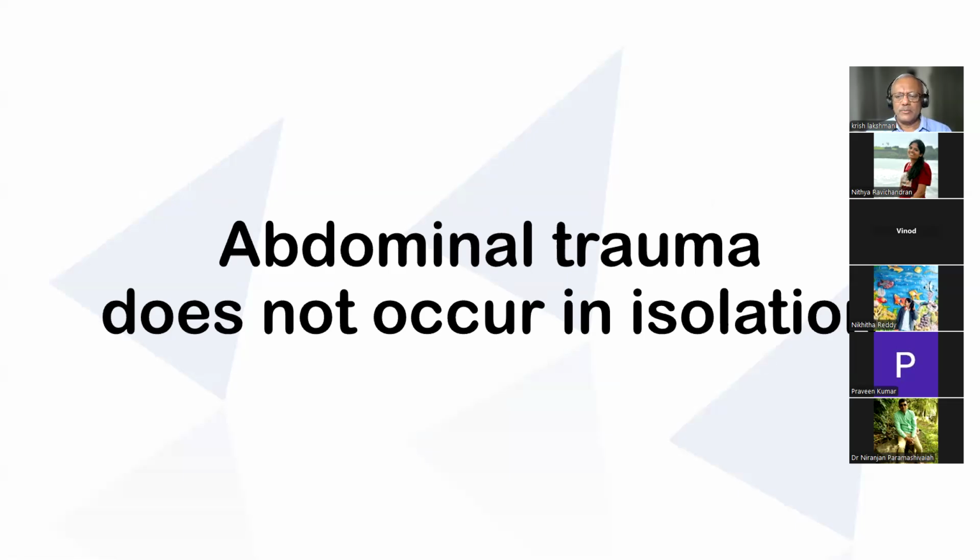First pearl, abdominal trauma does not occur in isolation. Most of the time, unless it's a stabbing into the abdomen, it's a road traffic accident or fall from a height or whatever. When that happens, it's always multiple trauma. It's never in isolation. So the first thing you must have in mind, somebody comes to the casualty, tells you, I have pain in the stomach, and you don't just go and see the stomach in isolation.